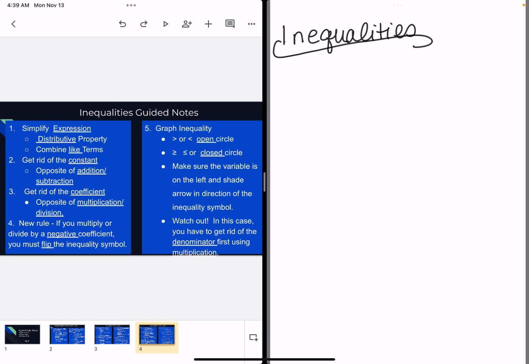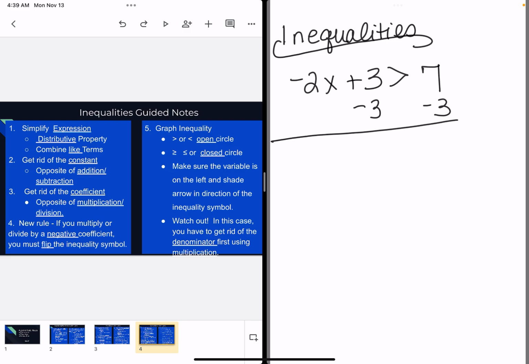So let's take an example here. Let's say I have negative 2x plus 3 is greater than 7. We'll start with a kind of an easy one. There's nothing to simplify here, and there's no like terms. We're going to get rid of the constant. Our constant is plus 3, so I'm going to take away 3. Negative 2x is greater than 4.